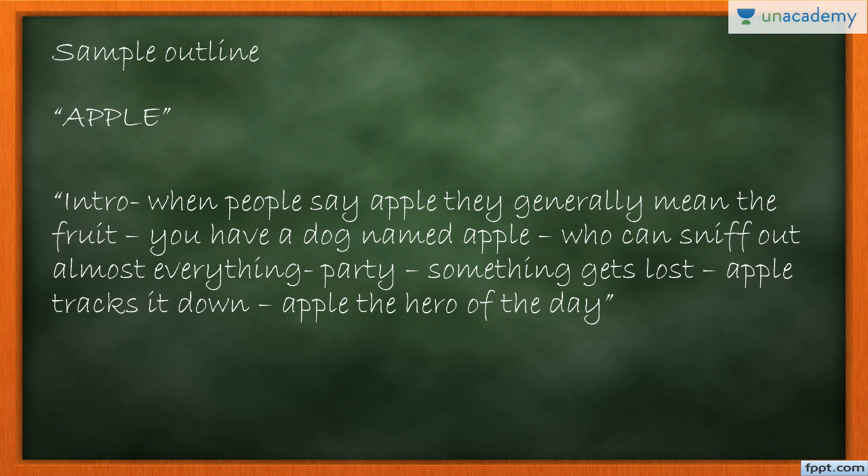Introduction. When people say apple, they generally mean the fruit, but you have a different story to tell. So you have a pet dog named Apple who can sniff out almost everything. You go to a party and you see that something gets lost, maybe somebody's necklace or something like that, and Apple tracks it down. How does it track it down again?